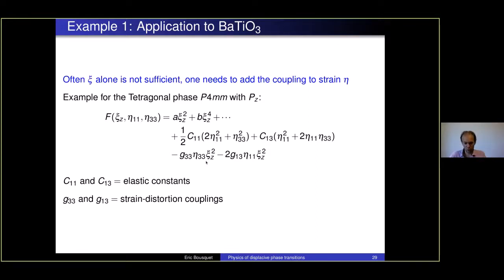You also need to introduce the coupling between the strain and this polar distortion coming from the eigenvector. Basically, the typical coupling you have is between the strain along z and the distortion along z, and the in-plane strain with the distortion along z, with a given coefficient g that you can fit again against the DFT calculation. So you can build a complete Landau expression.